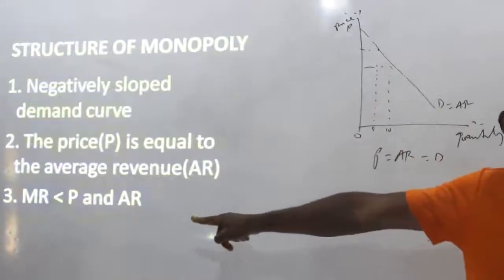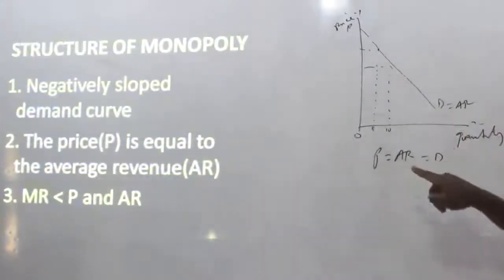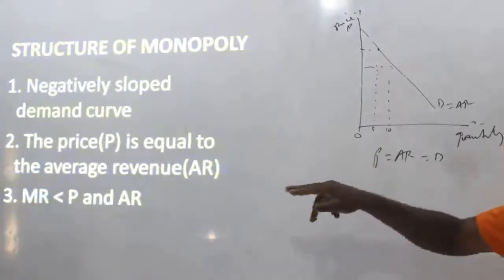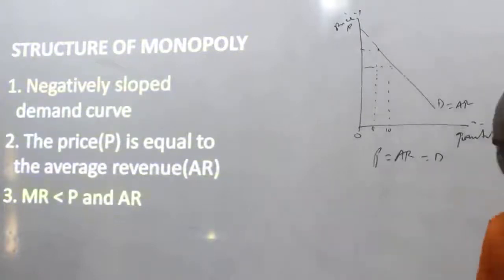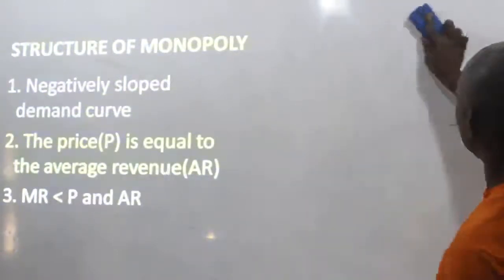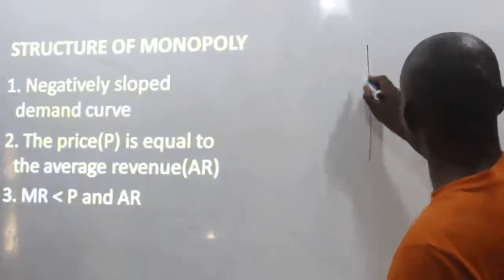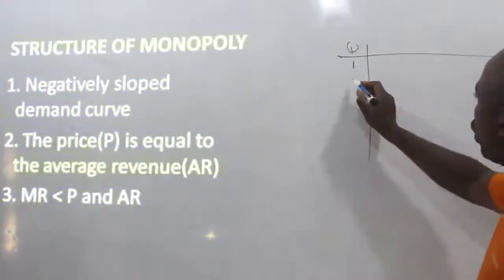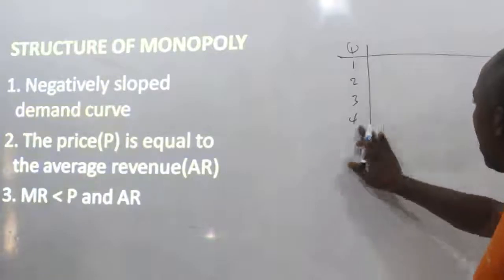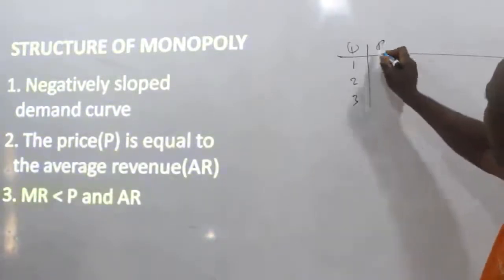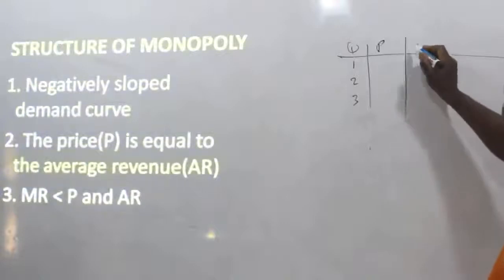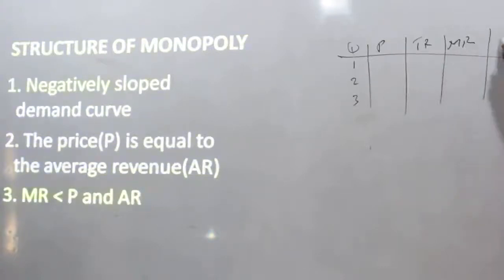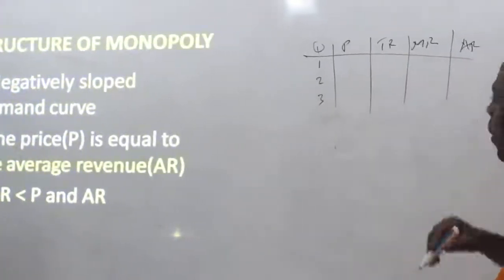Now, the marginal revenue is less than the price and the average revenue. The marginal revenue is less than the price and average revenue. Let me illustrate it here. If we have a table like this, and then we have our quantity here. Let's say we have quantity 1 here, quantity 2, quantity 3, and 4. Let them stop at 3. And then we have our price here, and our total revenue here, and our marginal revenue here, and our average revenue here.